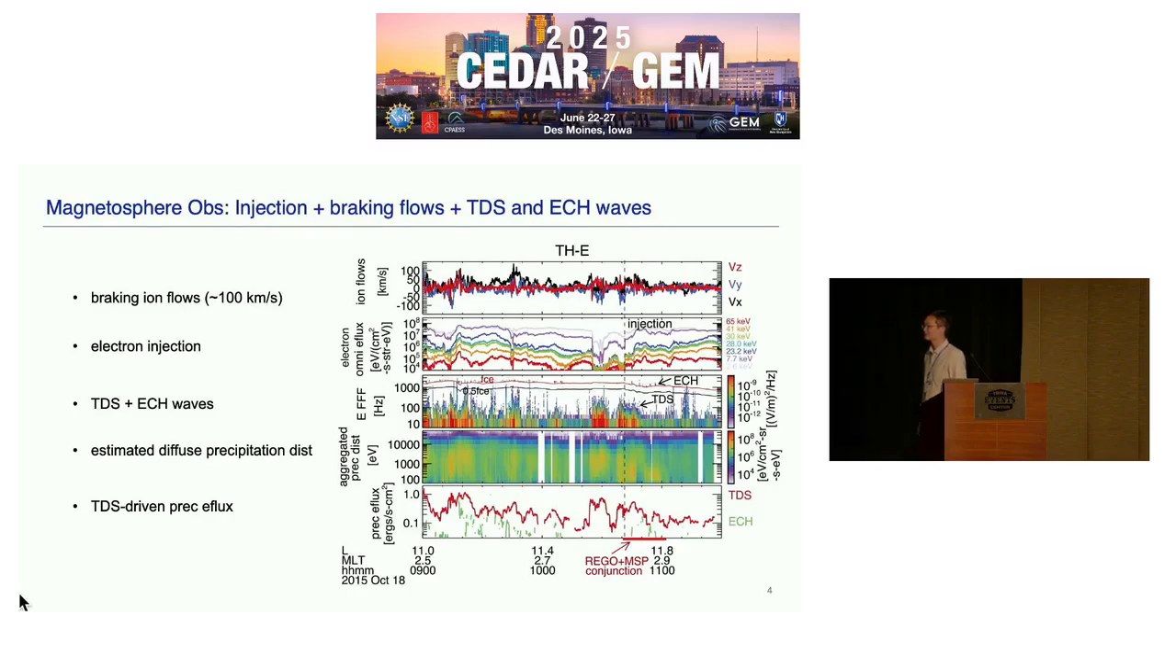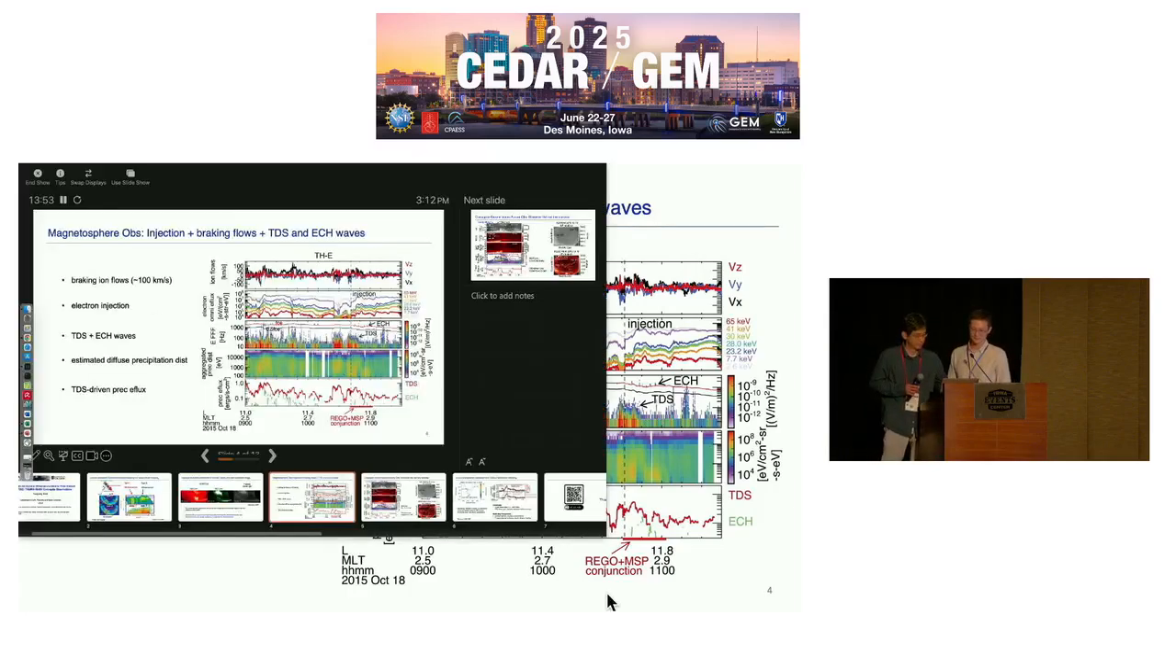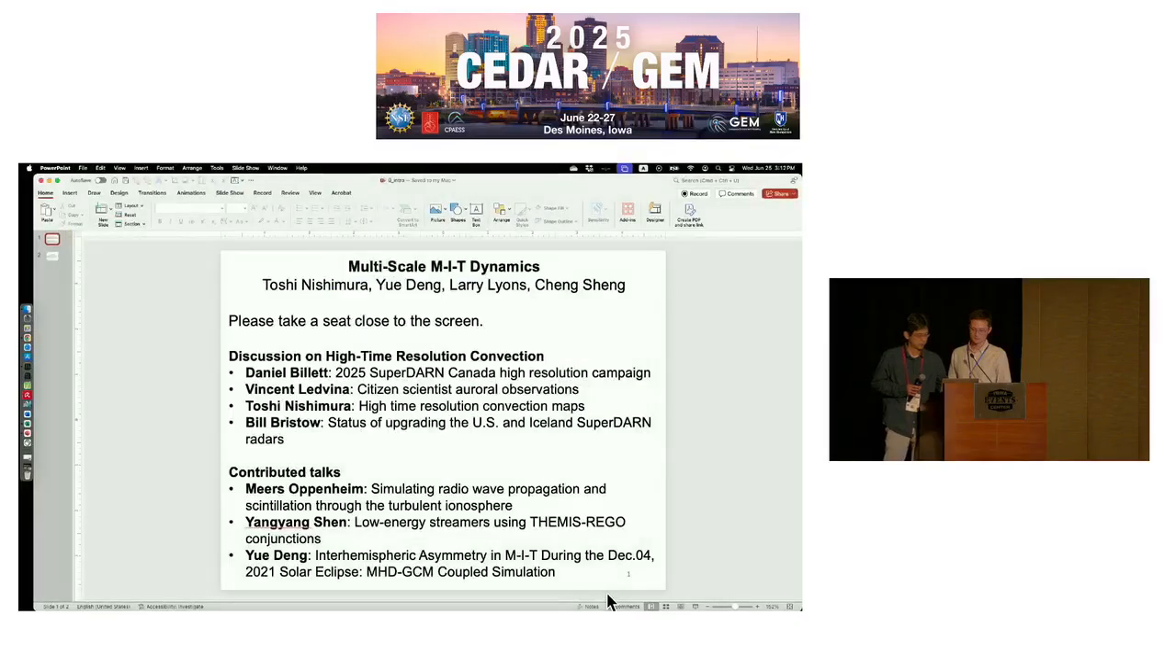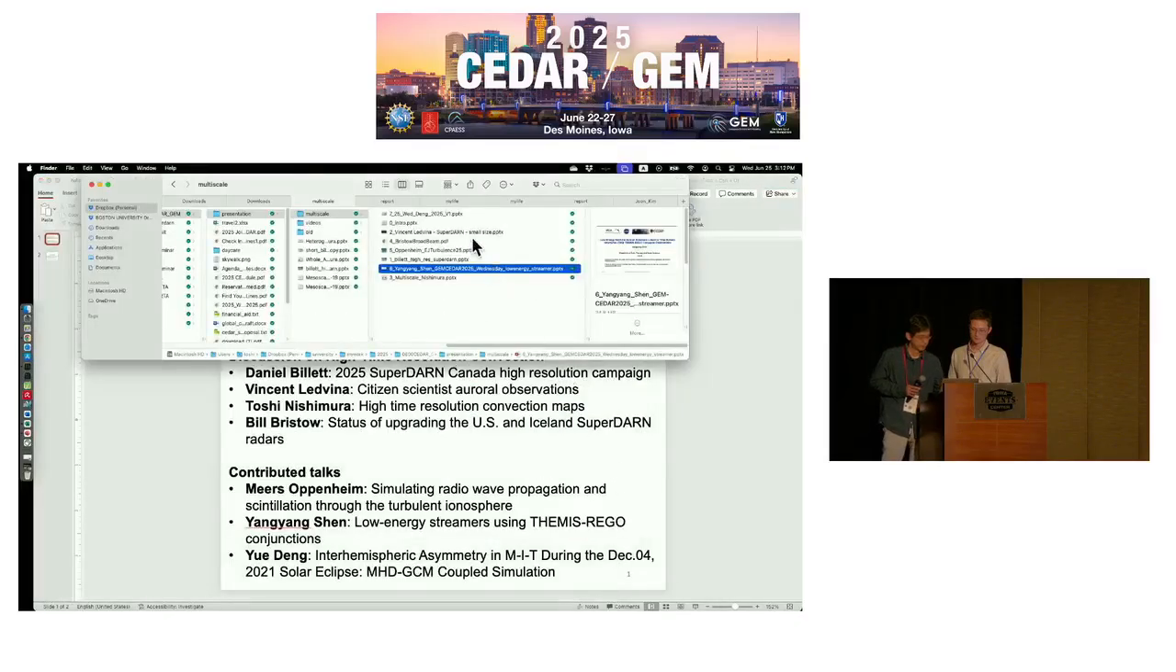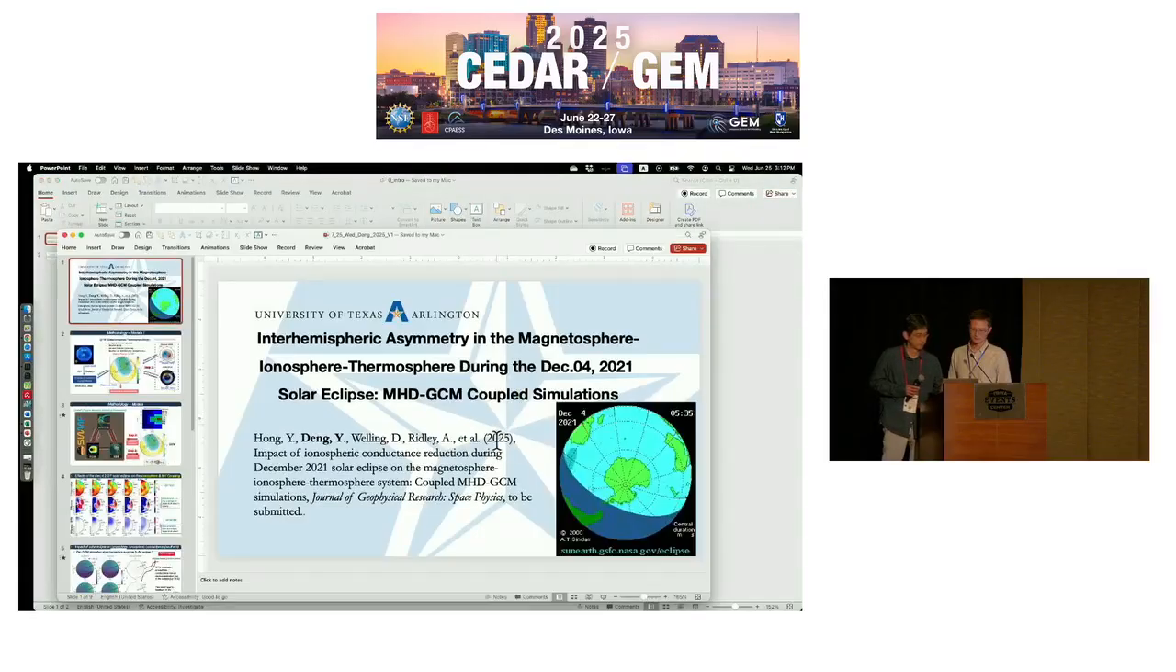Okay, Jason, go ahead. I guess I'm just wondering, what do you think explains which streamers develop the FAPDs and monoenergetic precipitation versus the ones that just show diffuse?